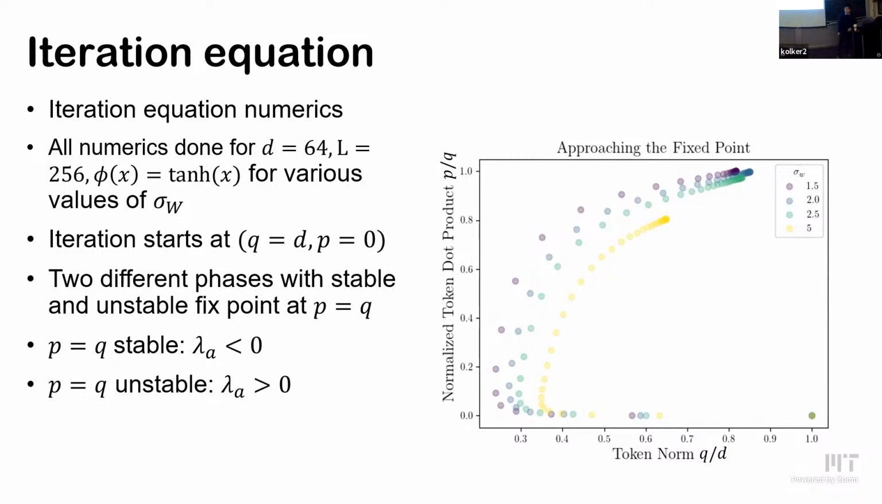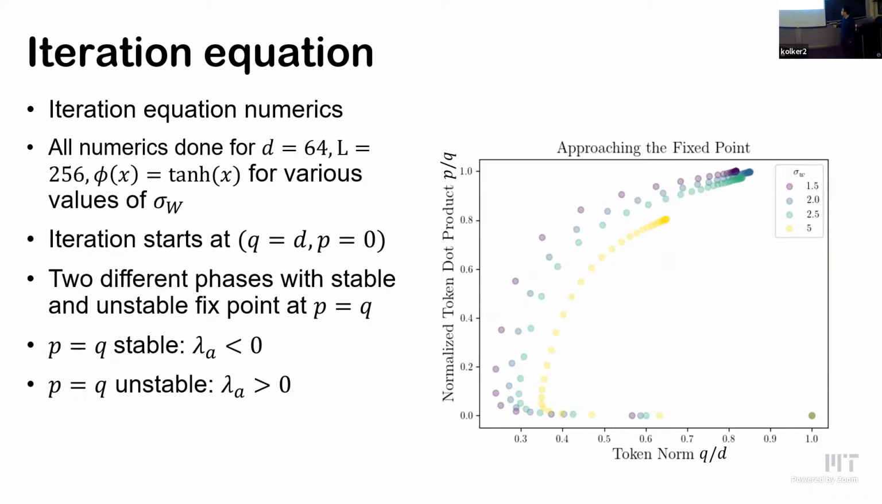Okay, so these are the numerics for the iteration equation. All the numerics are for D equals 64, and the number of tokens is 256. We have an activation function, which we choose to be the tangent function. I can explain a little bit later why that's what we studied. So you choose the tangent function and then run this iteration. We started from somewhere here, where you assume the vectors on average are orthogonal with each other, so they have norm 1, and norm D actually, and they are orthogonal with each other on average.